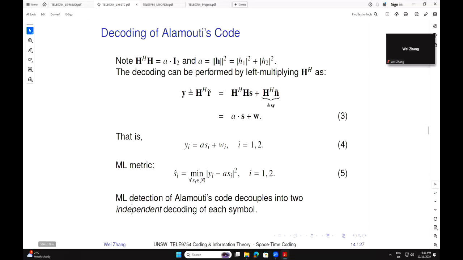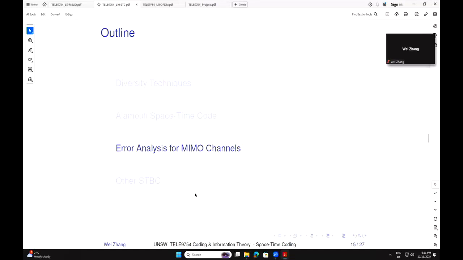We call it that the ML detection of the Alamouti code can be decoupled into 2 independent decodings of each symbol. That means for S1 you can perform ML decoding, and for S2 you can perform ML decoding separately. So the complexity is very low. I think that's what we discussed last week about the Alamouti code.